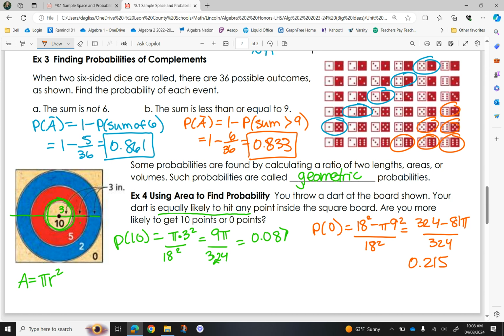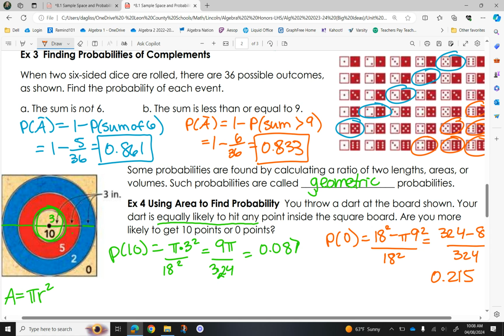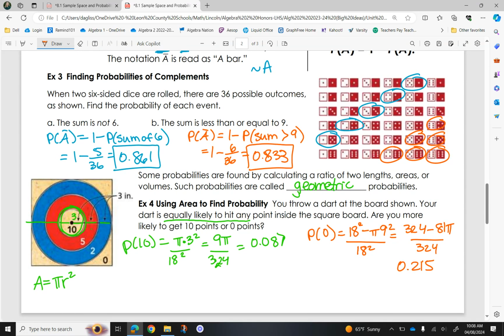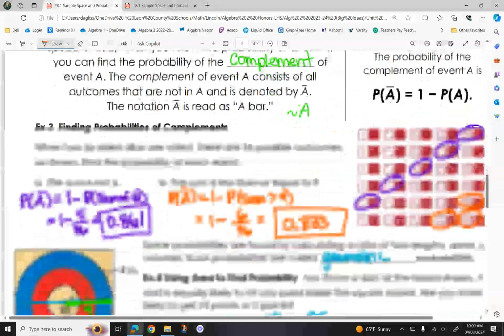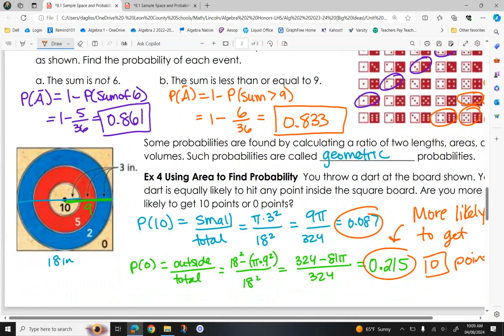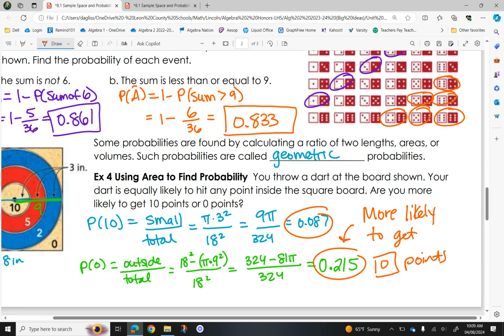Does that make sense? Does our math make sense? Yes. Usually the more points it's worth, the smaller the area is. Remember when we did sticky ball? Did I make the big circles worth less and the smaller circles worth more? Yes. So it is more likely to get 0 points. Is A or 1? Yes.